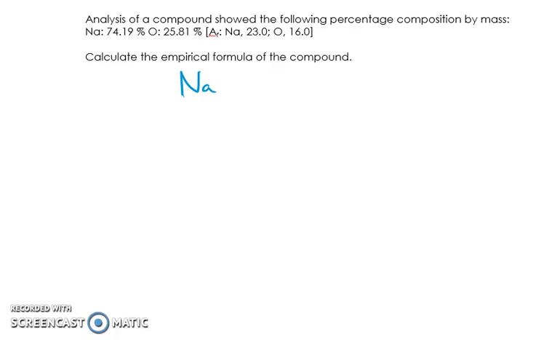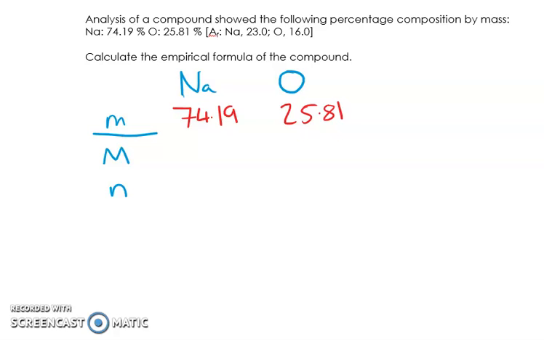Firstly, laying it out nice and neatly so that anyone marking the work knows what it is we're trying to achieve. We're going to have our sodium and our oxygen columns, and we're going to write down the mass. We divide the mass by the molar mass to calculate moles before finally finding the ratio of each and writing a formula. So the mass of sodium here is, for our intents and purposes, 74.19. The mass of oxygen is 25.81. And what we're going to do now is divide by the atomic masses, or the molar masses of each. So we're going to divide by 23.0 here. We're going to divide by 16 here.